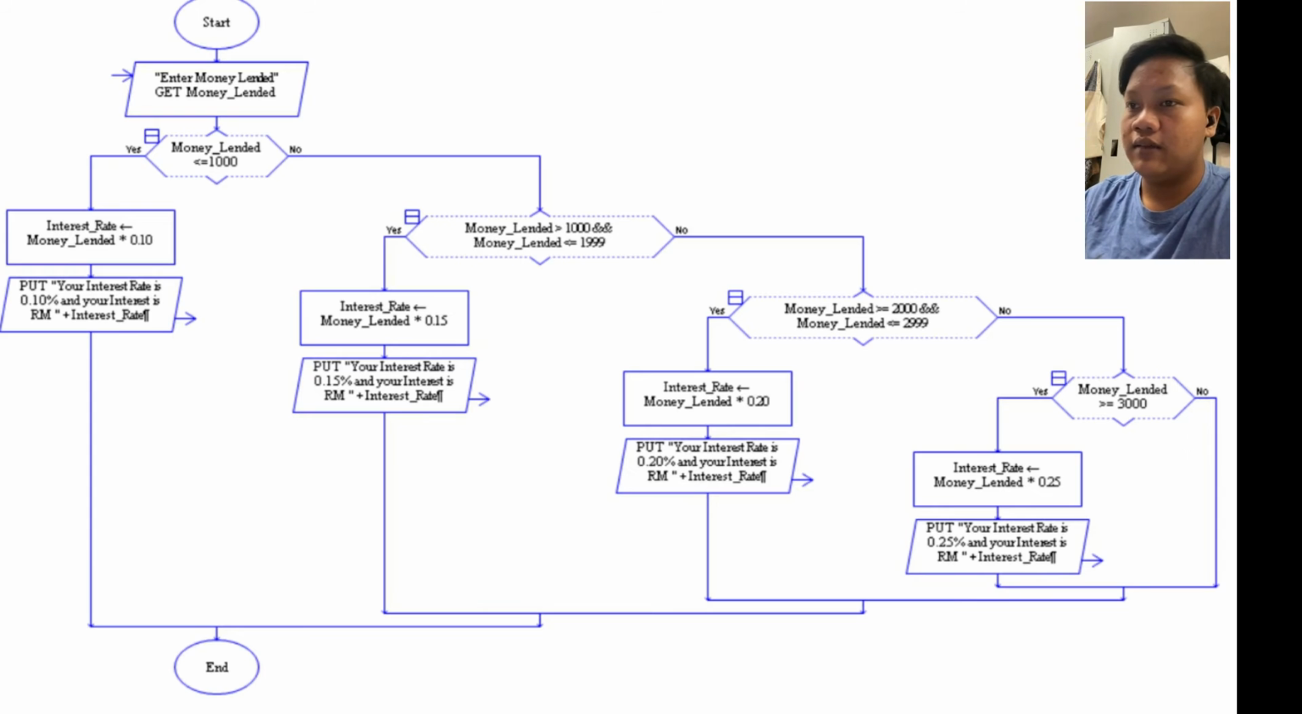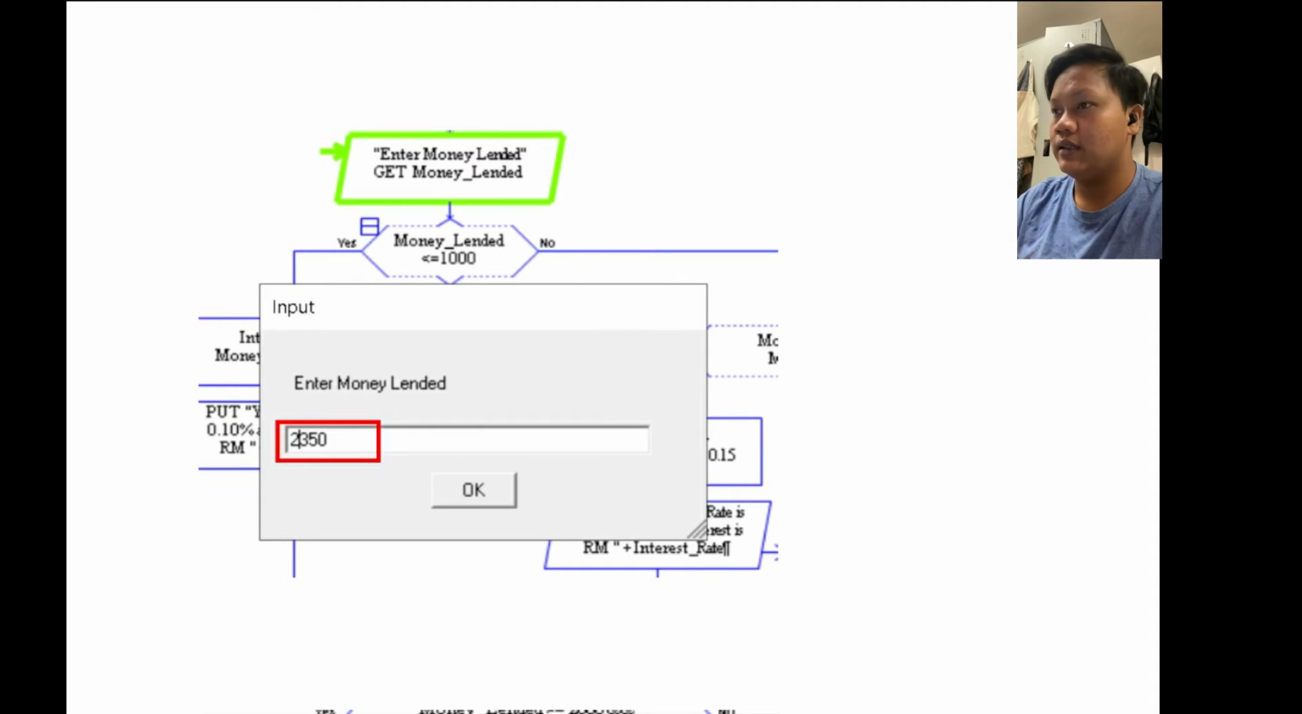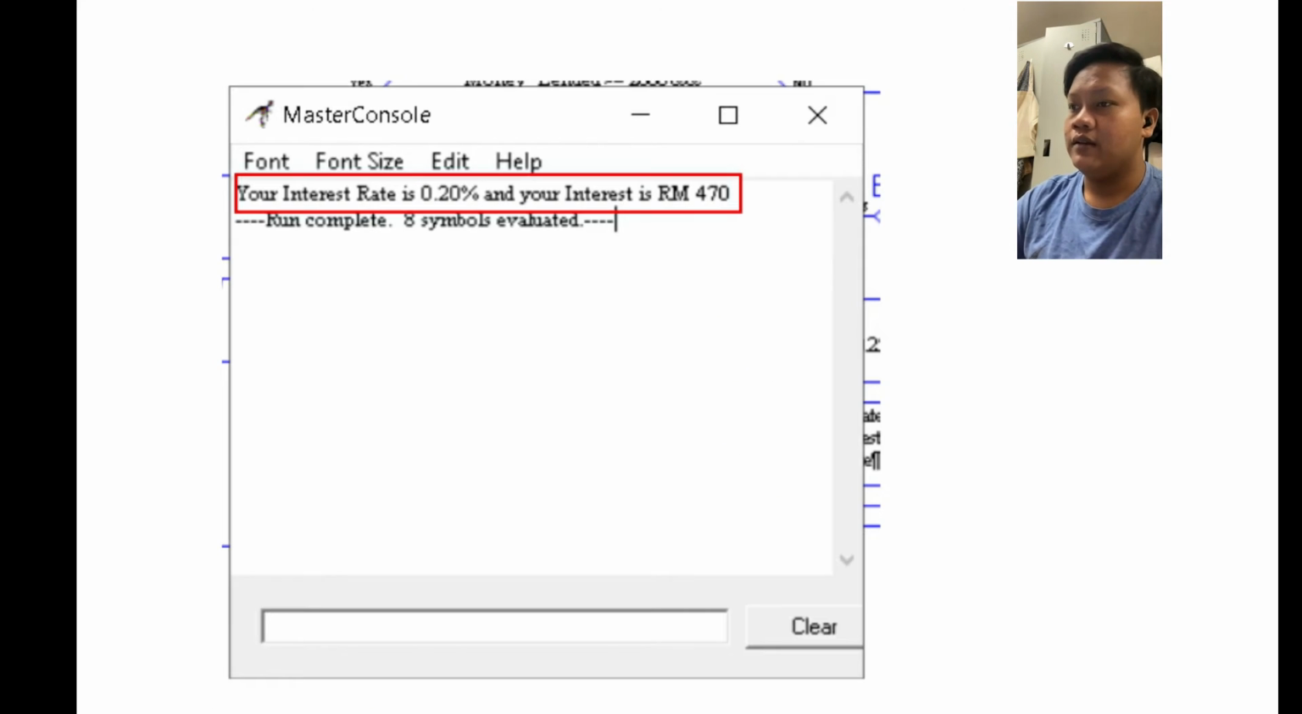This is the Raptor flowchart. As you can see, it's essentially the same, but we put some coding to make the flowchart run. This is the example that I've run. I enter the input money lended as 2,350 and then I click OK, and then Raptor gives me an output: your interest rate is 20% and your interest is 470. Which means it is correct.